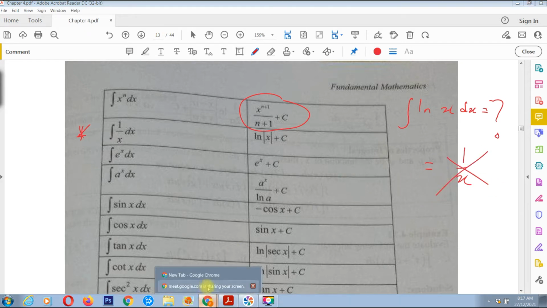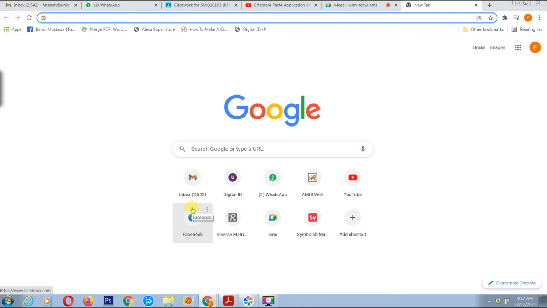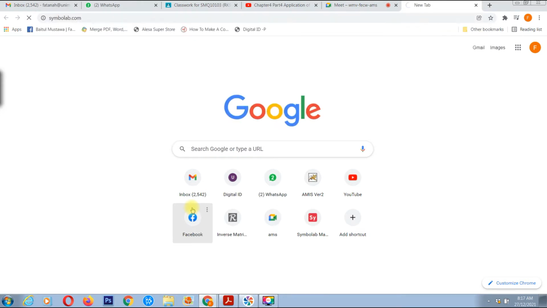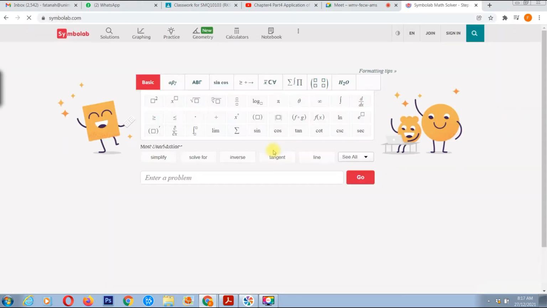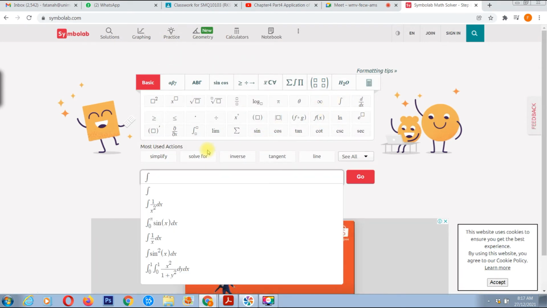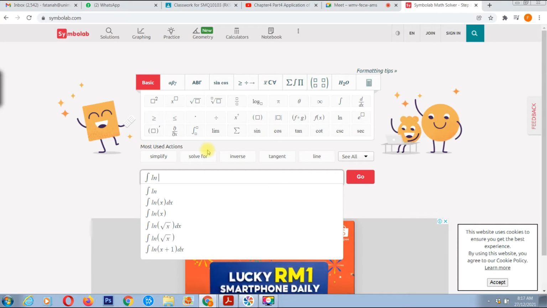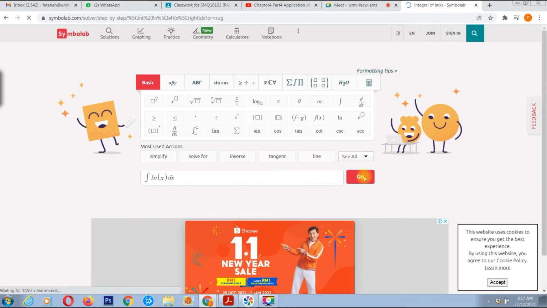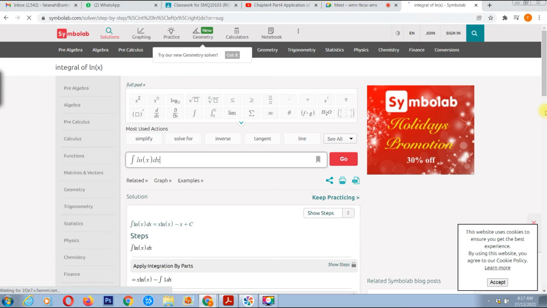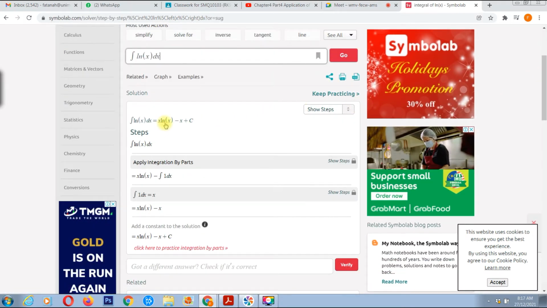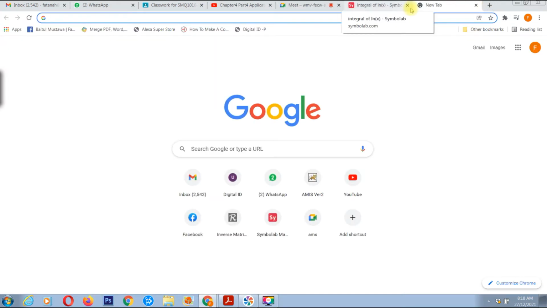So you go to an online internet calculator. Symbolab. Integration, we have a lot of them. Okay, we integrate ln x with respect to x. Go. So you will have x ln x minus x. But how do we apply integration by parts? Here they do not state that, so maybe you can use another calculator.